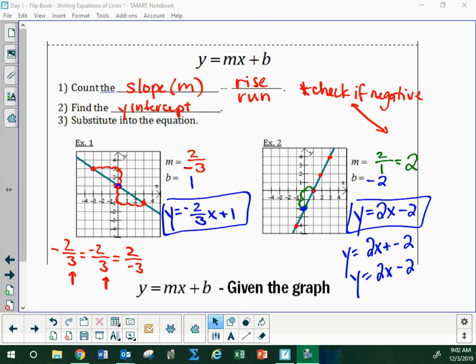Alright guys, I'm going to go ahead and bring up the answers to the front side. It looks like most of us are done at least with the front side.